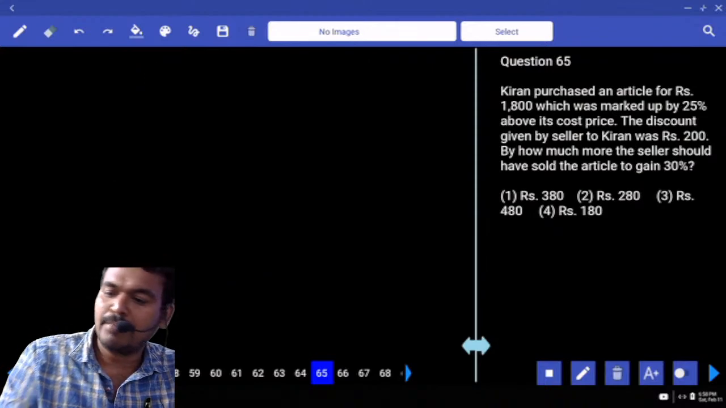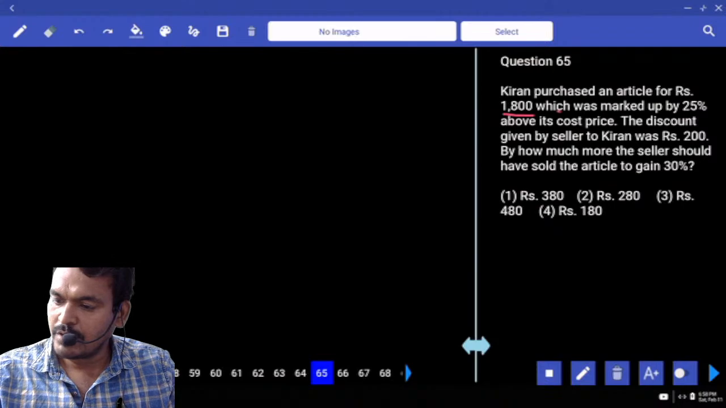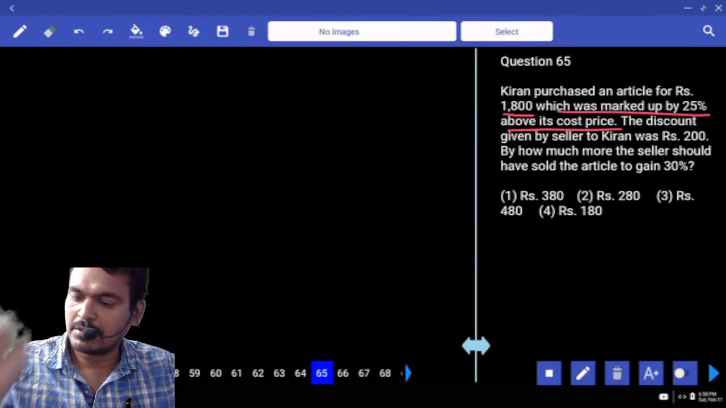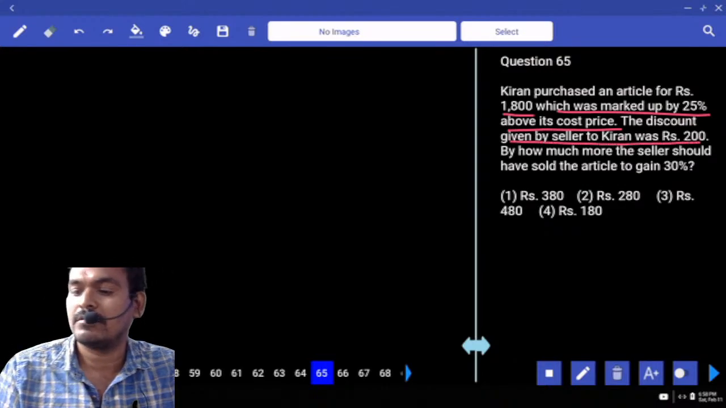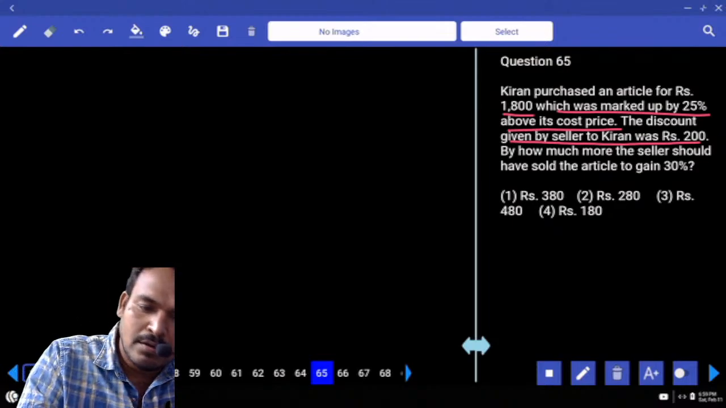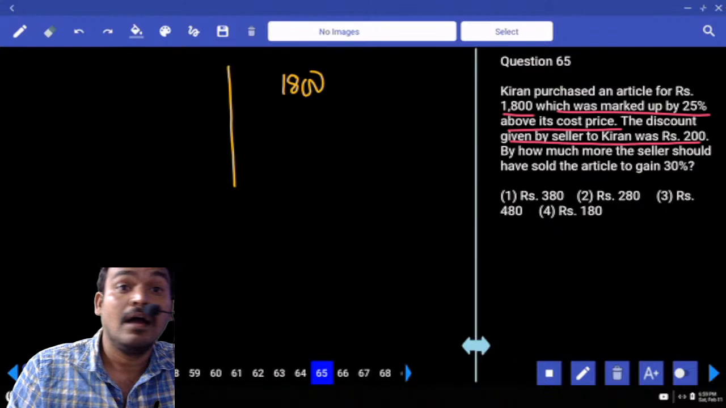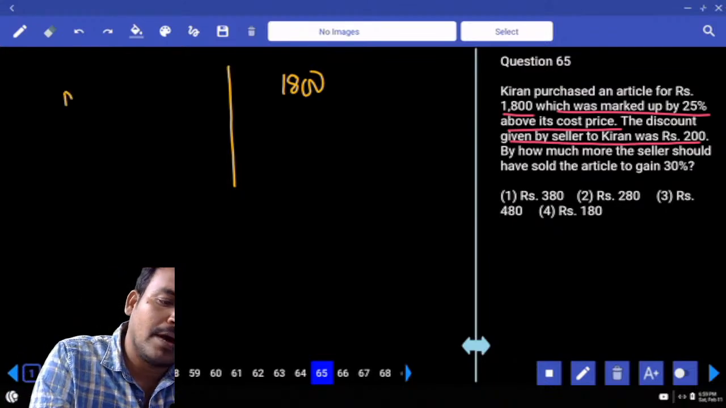First of all, Kiran purchased the article for how many rupees? 1800, which was marked up by 25% above the cost price. The discount given by the seller to Kiran was 200 rupees. After the discount it is 1800. Before the discount, the market price is how much? 2000.